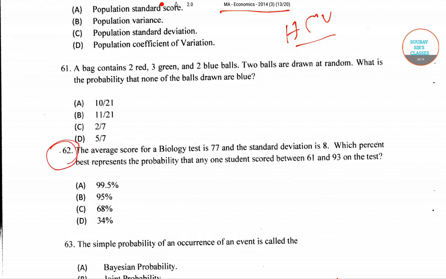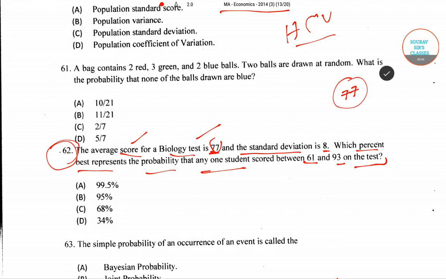So question number 62 goes like this: the average score for a biology test is given by 77 and the standard deviation is 8. Now, which percentage represents the probability that any one student scored between 61 to 93 on the test? So, the average score for biology is given by 77 and the standard deviation is given by 8.